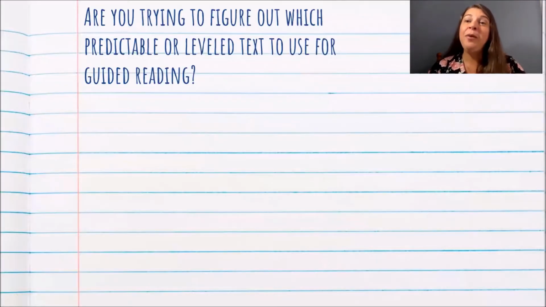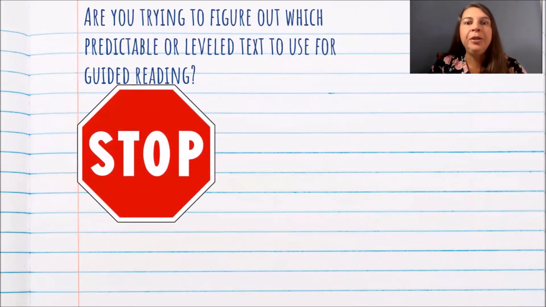Are you trying to figure out which predictable or leveled text to use for guided reading? Do you have one of those programs that has like A books and B books and C books? Hold on a minute. Stop. Just stop what you're doing right now.